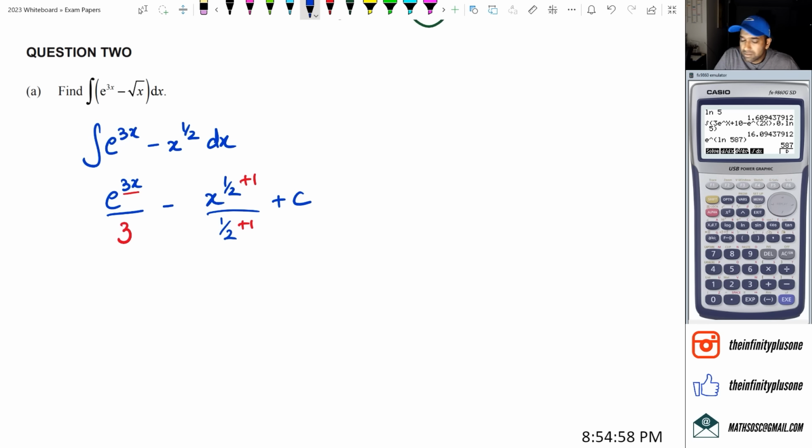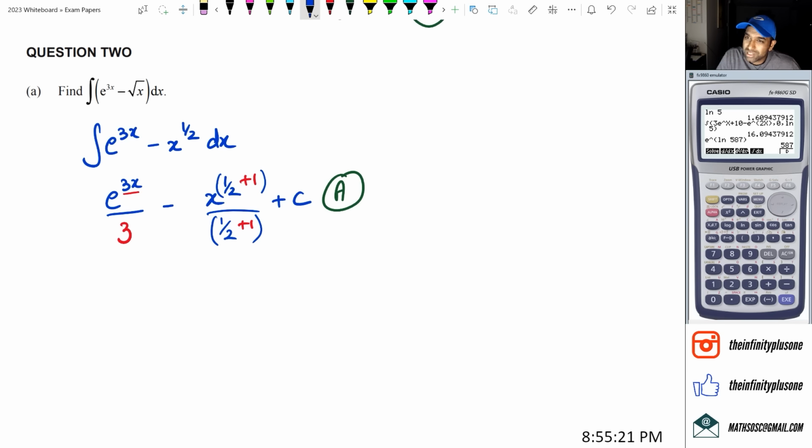Now some people ask, can I actually leave the answer like this? Theoretically you can, because all you have to do is make sure you put a bracket around these two things and you're done. You don't really need to simplify it. You can simplify it if you want to, but that's pretty much enough for this question. So that is going to get you an Achieved.